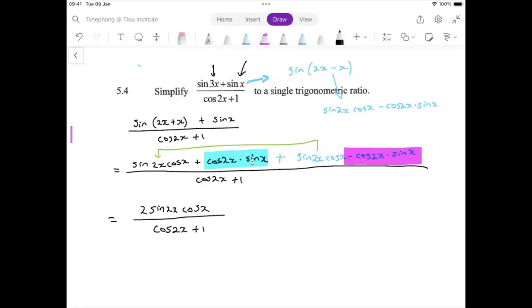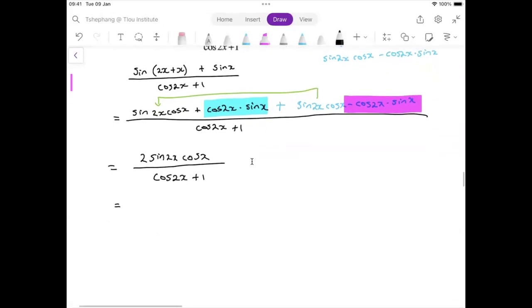Hope we're still together there. Then what we can do next is expand sine 2x, so that we have 2 multiplied by 2 sine x cos x, all over cos 2x plus 1. With an x here, that's my mistake. I hope we're still together there.